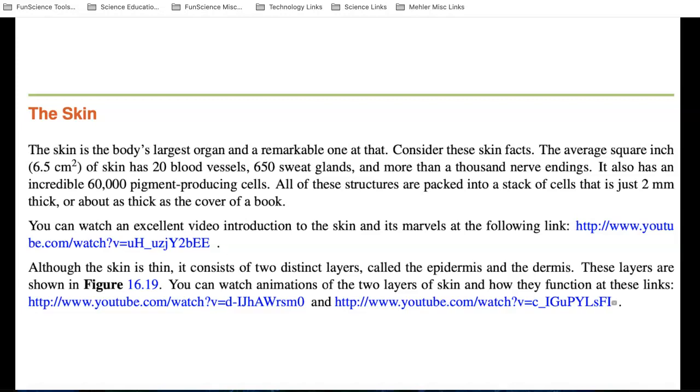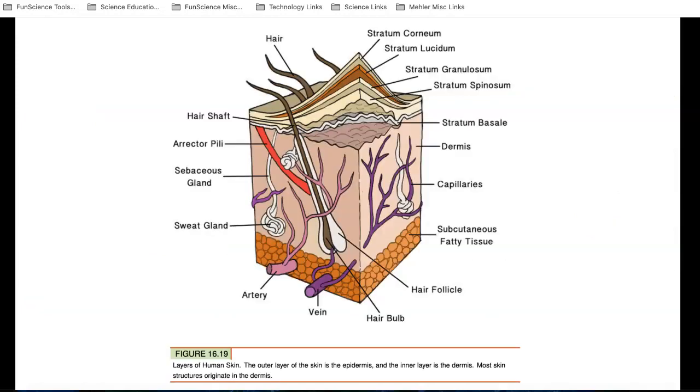Keep in mind that the skin is thin. It consists of two very distinct layers, one called the epidermis and one called the dermis. And we'll see them a little bit in a second. Right now, let's take a look at this. You won't have to memorize all these things, but know what's happening here.